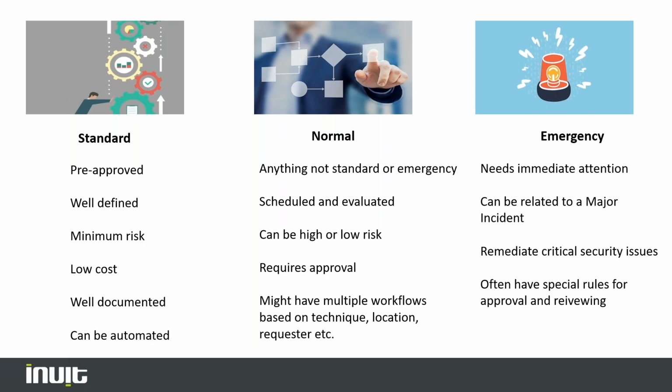I don't think this is news to many people, but when we're looking at changes, there's usually three things we think about. It's standard changes, normal changes, and emergency changes. The terminology around this can, of course, be very different. Some people use various classifications, but this is the most common example that is easy to display. A standard change is something that is pre-approved, very low cost or negligible cost, very small risk. It's well defined.